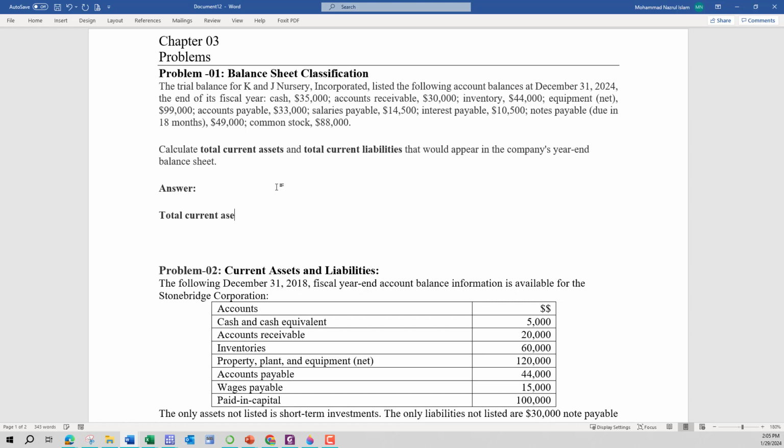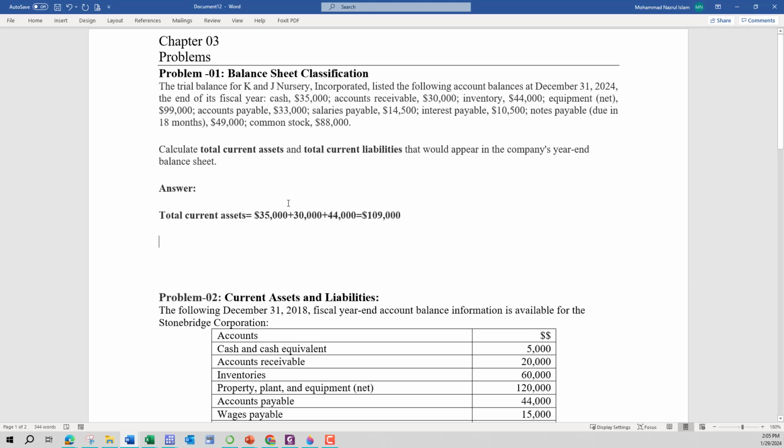Total current assets should be equal to, let's see, the cash is $35,000 plus accounts receivable is 30,000 plus inventory is 44,000. Do we have any more? No, that's all. So which is equal to 109,000.